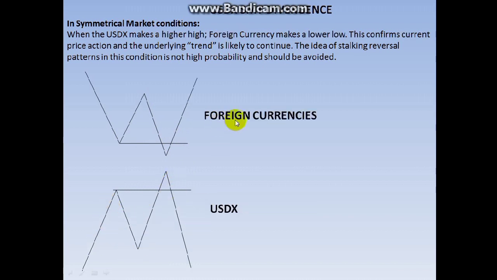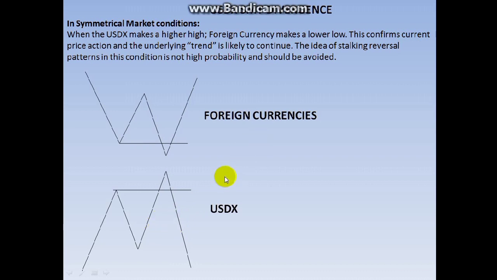Then in this example, we have the dollar index in the bullish market condition. This is the dollar index making higher highs. Sorry, this should not be lower than this low, it should be somewhere around here. I made a mistake on that. But this is the dollar making higher highs, and this is foreign currency making lower lows. So in this case, this is a risk off market scenario because the dollar is actually bullish.